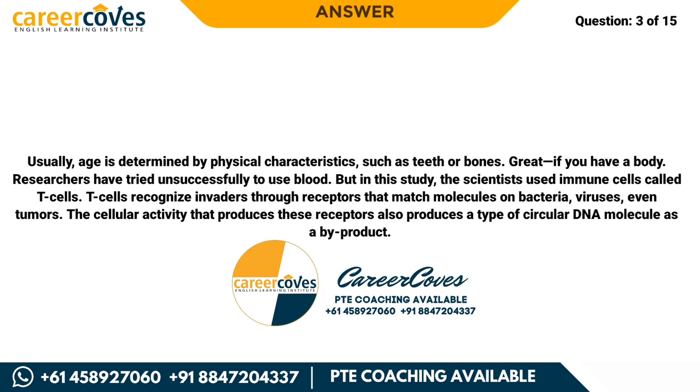Usually, age is determined by physical characteristics, such as teeth or bones. Great if you have a body. Researchers have tried unsuccessfully to use blood, but in this study, the scientists used immune cells called T cells. T cells recognize invaders through receptors that match molecules on bacteria, viruses, even tumors. The cellular activity that produces these receptors also produces a type of circular DNA molecule as a byproduct.